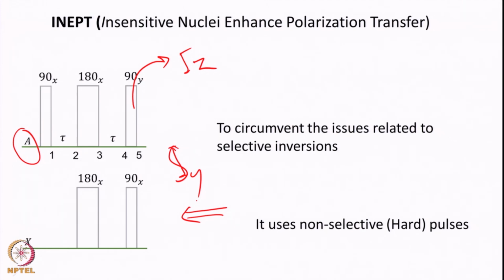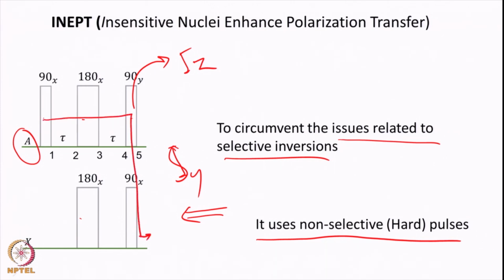Now, to circumvent the issue related to selective inversion, this INEPT can work, and all we are using here is hard pulses. So we are not using transition selective pulses, and we essentially transfer the polarization from the high gamma nucleus, which is proton, to the low gamma nucleus, which is carbon. Magnetization starting from here comes here, and we can detect it on the S nucleus or X nucleus, which is 13C. It works in a similar manner, selectively transferring the polarization from proton to carbon, so we get an enhancement by a factor of 4, as we were saying.